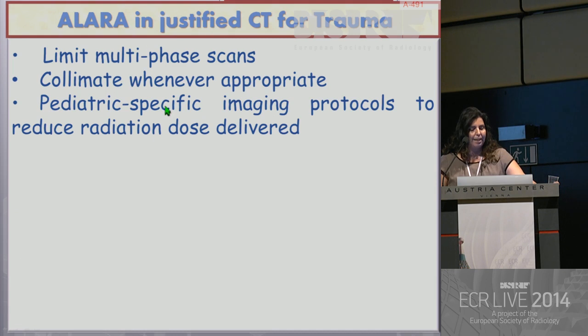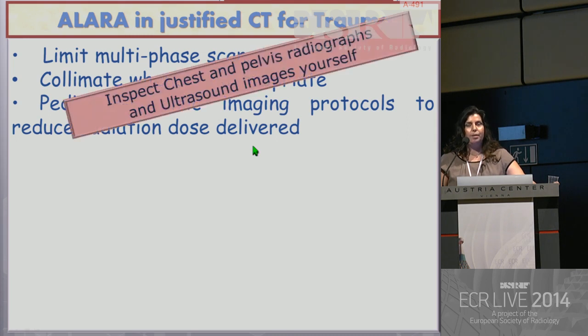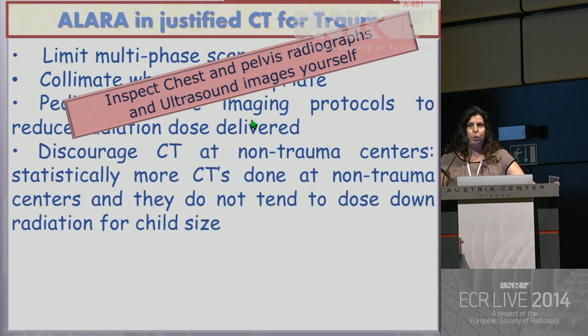And of course, we need to perform CT appropriately in children, provided that it's justified. These are the basic principles: no multi-phase scans, collimated scans, and pediatric-specific imaging protocols. And in order to plan your CT scan, you need to individualize and preferably look at the chest CT, see if there is any indication to include the chest in your imaging, the pelvis radiograph, look for fractures, and do the ultrasound yourself, preferably with IV contrast, so that you plan your CT scan beforehand.